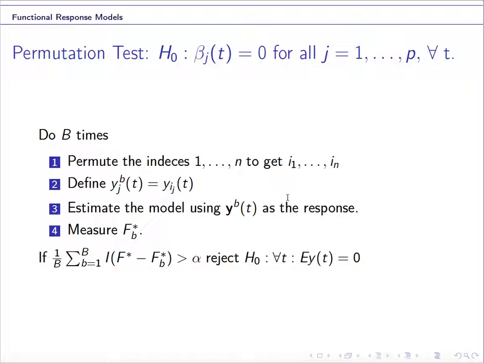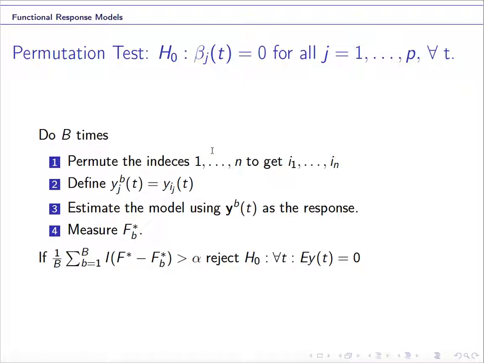So how many of you have known permutation test before? Can you raise your hand if you know permutation test? Okay, so permutation test is a very popular test to test the association between covariates and the response. This is a test of the null hypothesis that beta_j(t) equals 0 for all j from 1 to p. This null hypothesis represents that there's no effect of the covariates on the response.